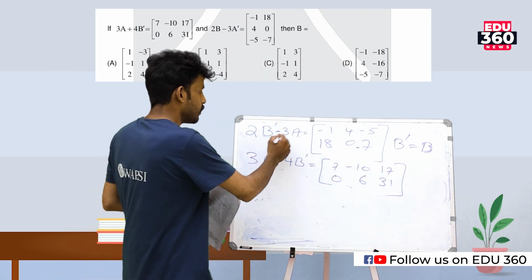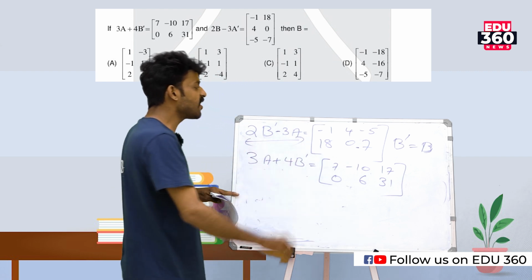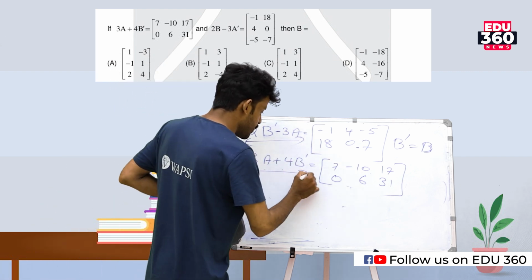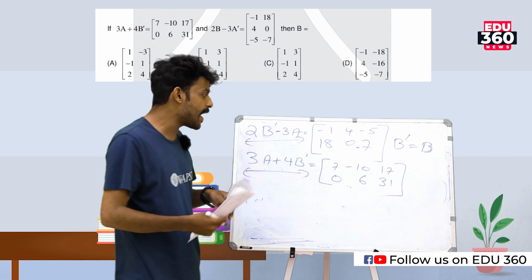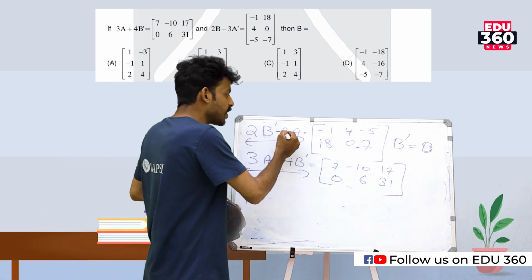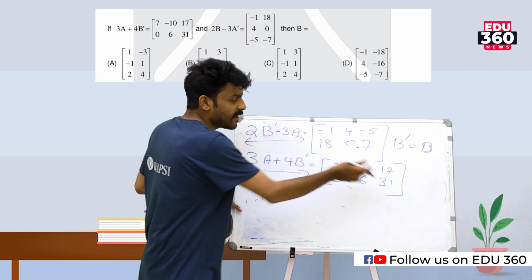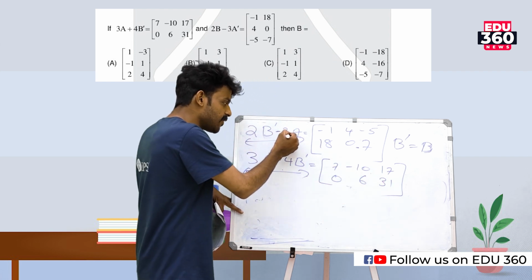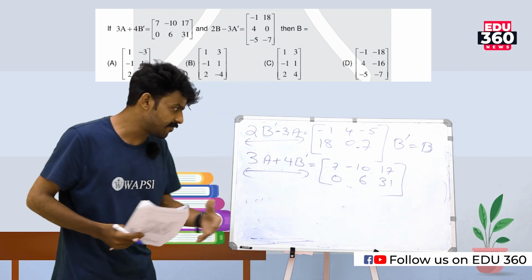So from here, now look here. 2B dash minus 3A is here, and here it is 3A plus 4B dash. Just add these. On the left hand side, this is the LHS and this is the RHS, you can see minus 3A here and plus 3A here, so they will cancel each other.